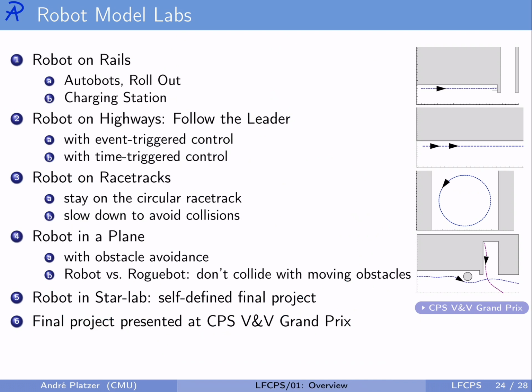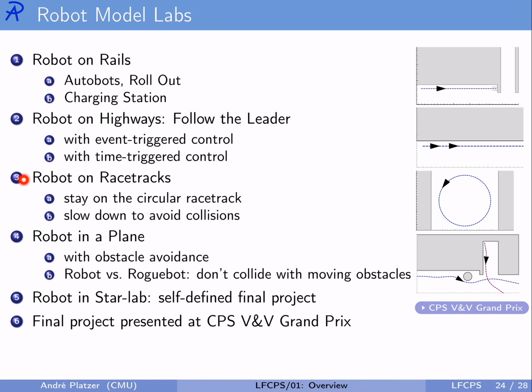Let me briefly review the labs you will be doing. First, you will worry about basically robots and rails by first getting robots to just move on a straight line and then get to the charging station. In the second lab, you will consider robots moving on highways by following the leader with both event-triggered control and with time-triggered control, both of which are very important paradigms in control.